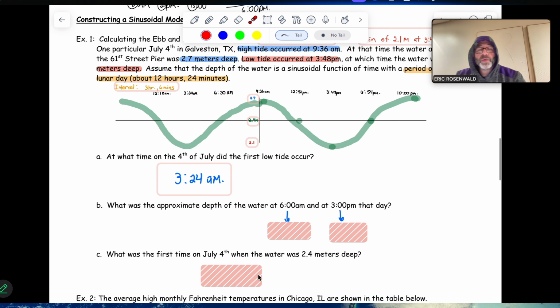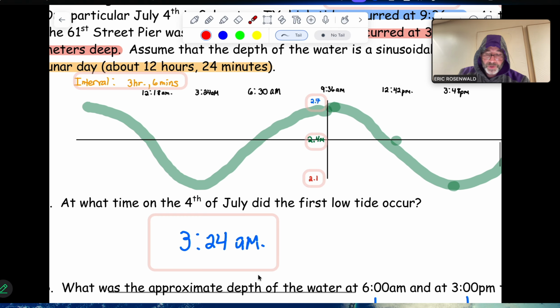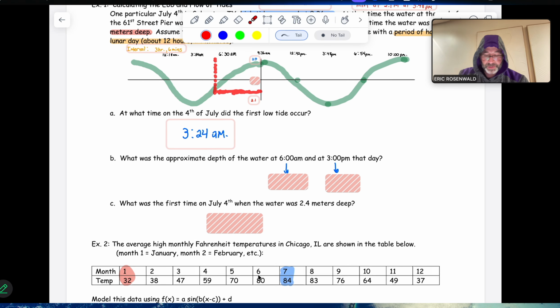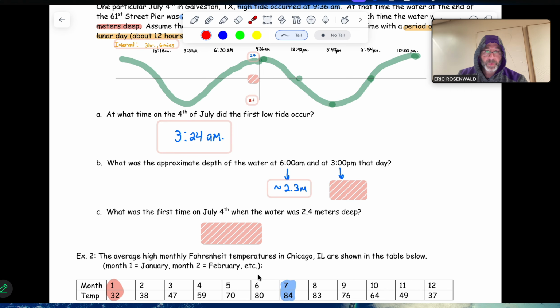Okay. What was the approximate depth of the water at 6 a.m.? Well, 6:30 is right here at this spot. So if I go to 6 a.m., we're going to go just a little bit before this, and it's going to be right here. And what is that approximate depth? Well, it's fairly close to 2.4 right here. So I'm going to go ahead and say approximately 2.3.